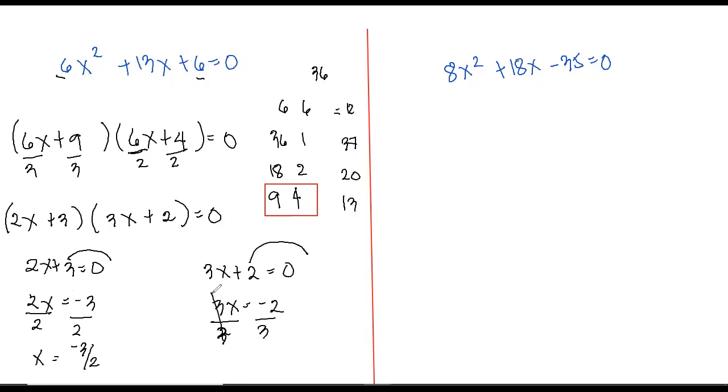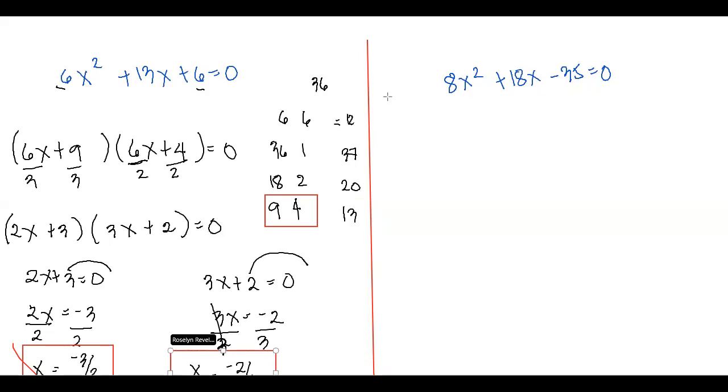Okay, so x is equal to negative 2 over 3, such that the solution of this equation is negative 3 over 2 and negative 2 over 3. So this is the solution or the values of x. I'm so sorry. So x is equal to negative 3 over 2 and x is equal to negative 2 over 3.